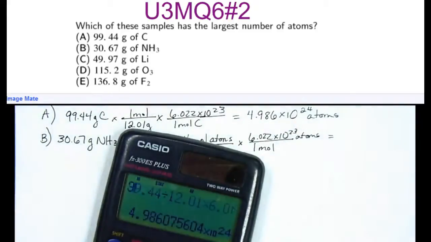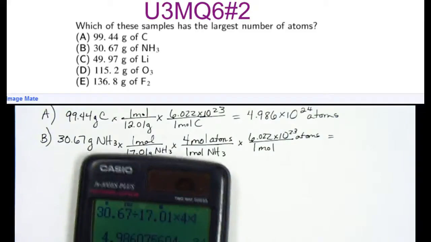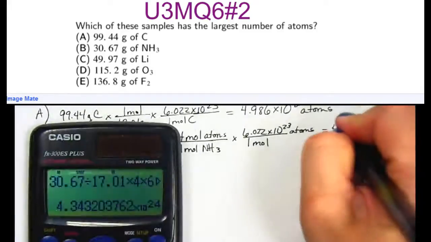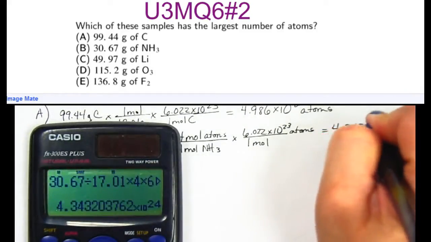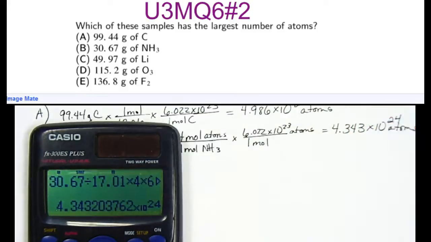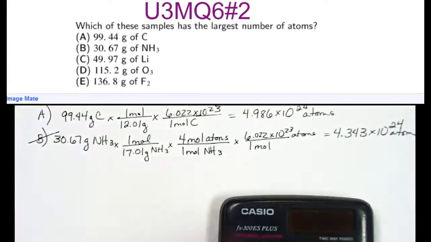So 30.67 divided by 17.01 times 4 times 6.022 times 10 to the 23rd, and we get 4.343 times 10 to the 24 atoms. So far A is winning. So B is not more than A. Let's look at letter C.